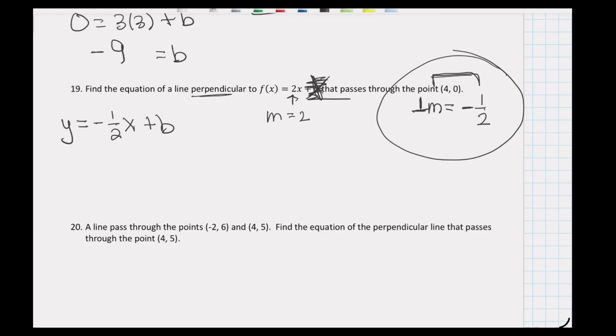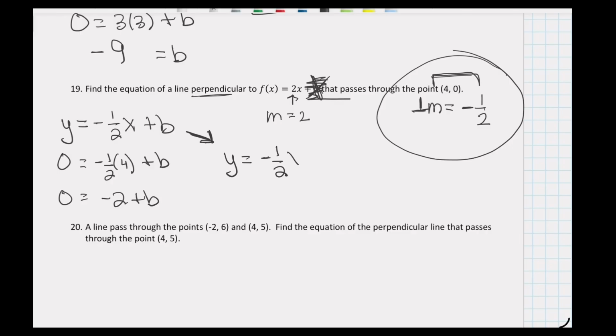All right, I do know that when x is 4, my answer needs to be 0. Looks like b is 2. So my equation is y equals -1/2 x. Remember, we're adding 2 to each side, so b is 2, so plus 2. Okay?